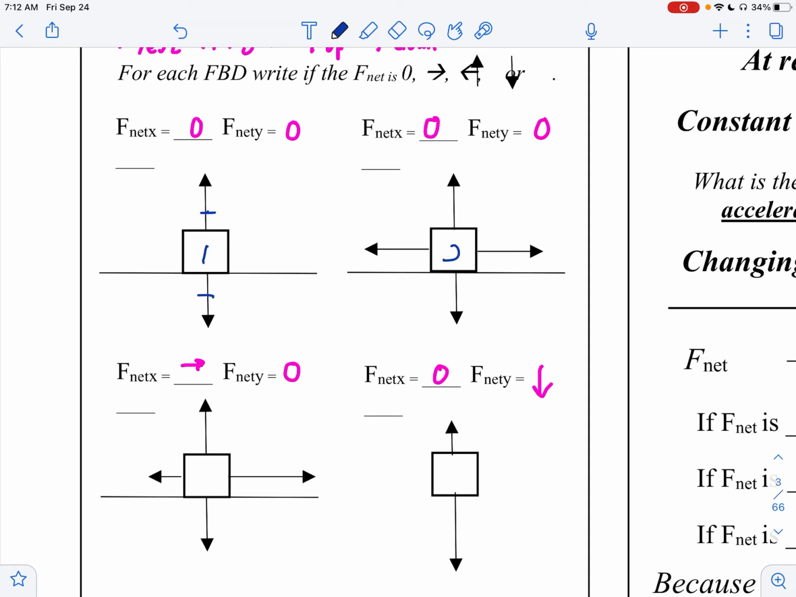That's example number 1. Example number 2, we see a similar thing. All the forces going up are equal to all the forces going down. All the forces going right are equal to all the forces going left. So the net force is 0.